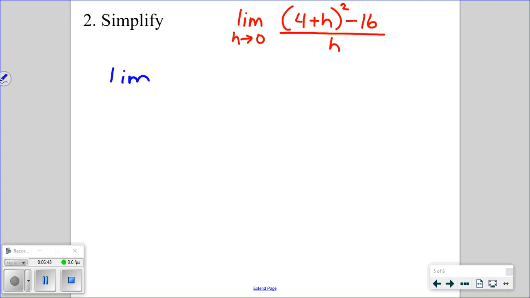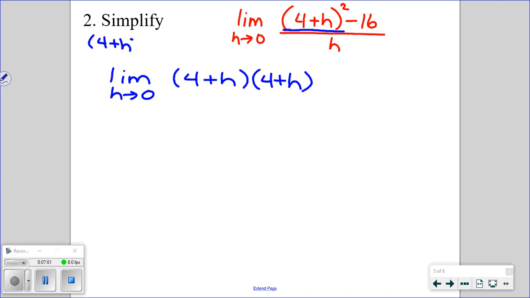Okay, so what we're going to do, we're going to start with this (4 plus h) squared. Now remember, you guys, that means 4 plus h times 4 plus h. Don't make the mistake of saying (4 plus h) squared equals 16 plus h squared. That is a common mistake where students just square both terms. That is not true, okay? The exponent tells you how many times to multiply the base times itself. So (4 plus h) squared equals 4 plus h times 4 plus h.